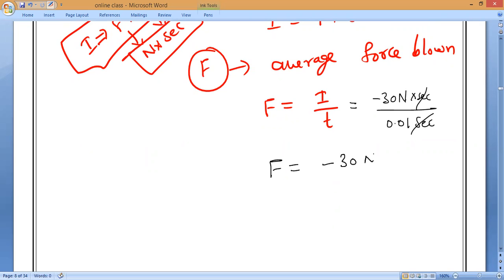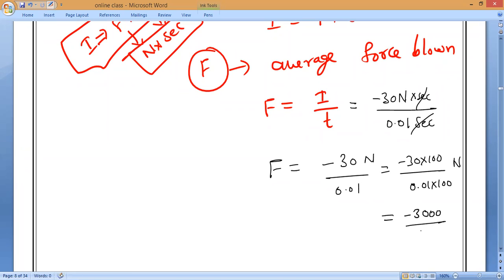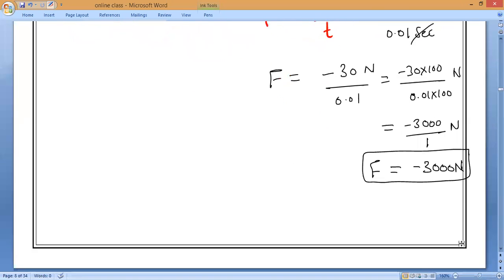Minus 30 newtons divided by 0.01. So I can multiply with what? 100. Understanding? Minus 30 into 100 by 1 newtons. So how much will it come? Everybody. Mitaksri, what happened? No response. Minus 3000 divided by 1 newtons, which is equal to what is the force? Average force blown. Minus 3000 newtons. Okay. That is the answer. Is it okay, everybody? Yes.